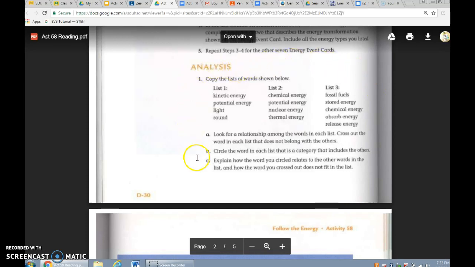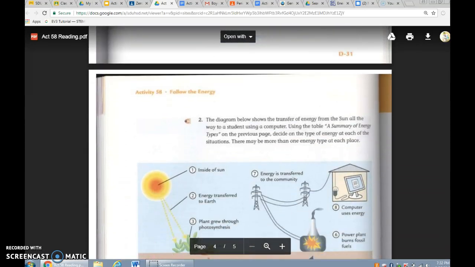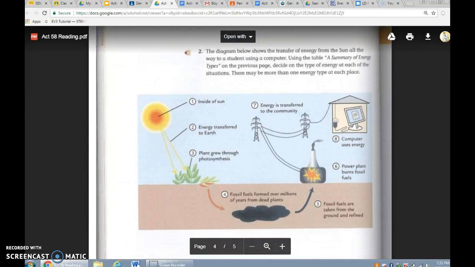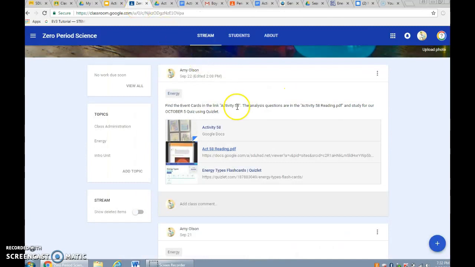You really need to take some time to look over analysis question 1. This whole thing here is question 1. So there are 3 lists, and for each list you're going to go through A, B, and C. And then question 2 is down here, and you're asked to look at the energy types along the way at each point. So today's work all focuses on practice with energy transfers and transformations. The last thing on Google Classroom is the energy Quizlet, and you can use that to practice for the quiz that we have coming up in a few weeks.